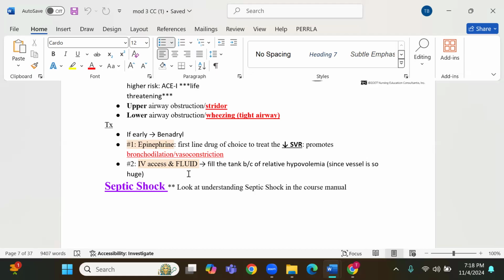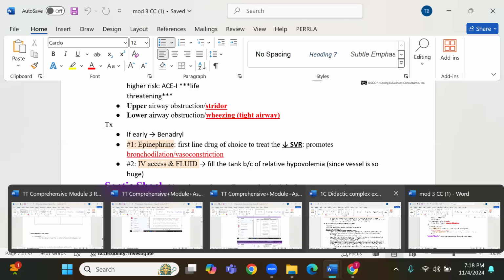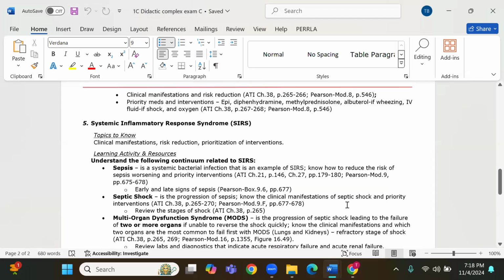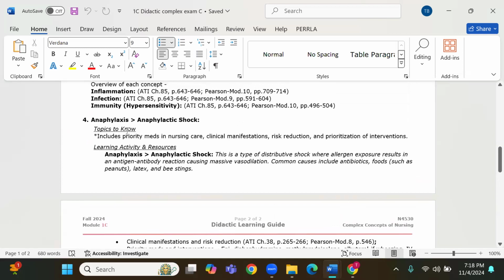to help fill the tank that is really dry, right? So let's go here, and we're just going to cover this tonight. Let me go back to anaphylaxis, and it says it includes priority meds. I think a priority med would be epinephrine, right? What are the clinical manifestations? Increased heart rate, could be angioedema, low blood pressure, low urine output. Those would be important.